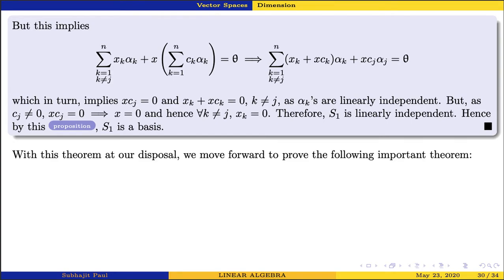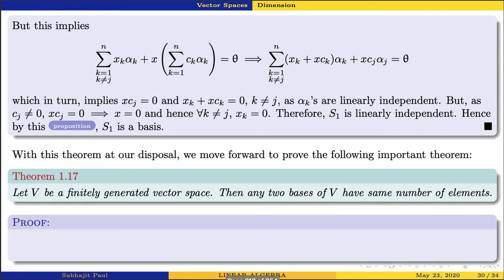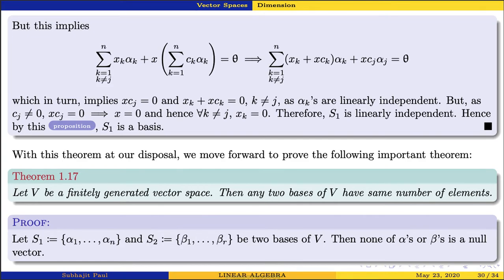So with this theorem at our disposal, we move forward to prove the following important theorem. If V is a finitely generated vector space, then any two bases of V have the same number of elements. Okay? You see where we are heading to. Proof. Let S1 be alpha 1 to alpha n and S2 be beta 1 to beta r, be two bases of V. Then none of the alphas or betas is a null vector because they are elements of a basis which is linearly independent. So none of them can be null vectors.